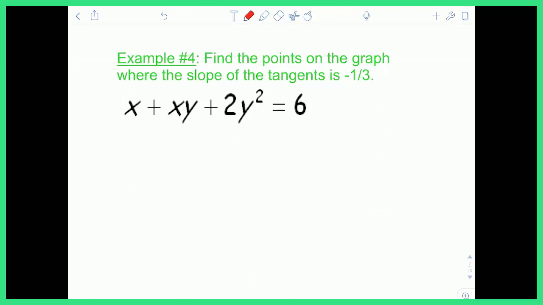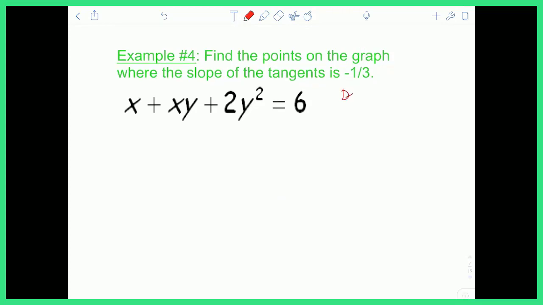Alright, let's close with this example. It says find the points on the graph where the slope of the tangent is negative 1/3. So essentially to solve this problem I just need to set the derivative equal to negative 1/3 and solve. So let's find the derivative first.